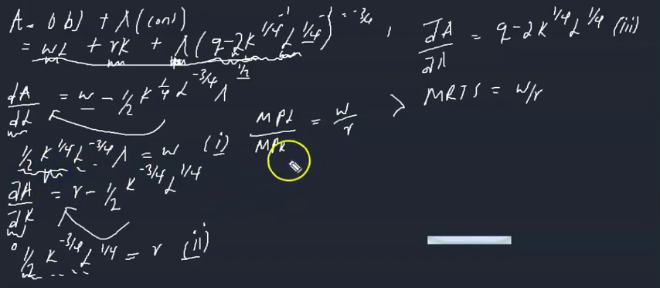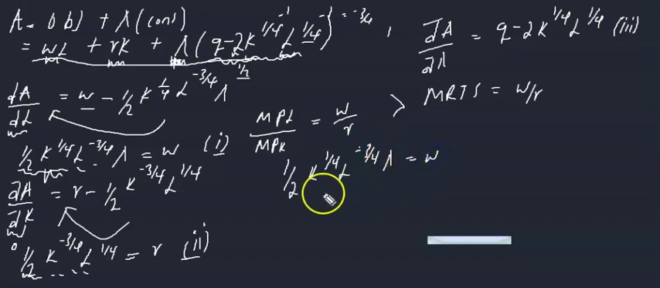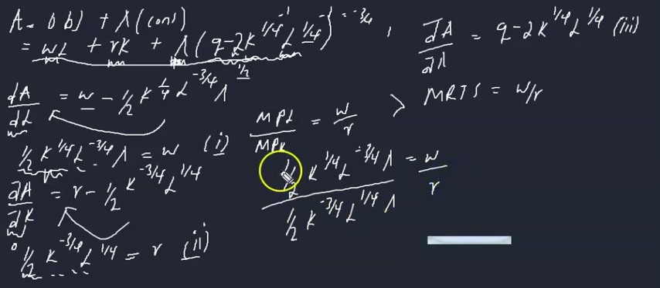So we can get that, which is 1 over 2k, 1 over 4, L, negative 3 over 4. Lambda here is equal to W divided by this term here, the other one, which is half k, negative 3 over 4, then L, 1 over 4, lambda there. This will be like that. So from here we can cancel some things. Notice that this half and that half has nothing to do in here, as well as the lambda and the lambda.